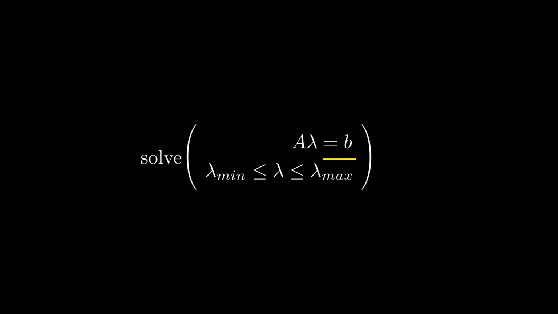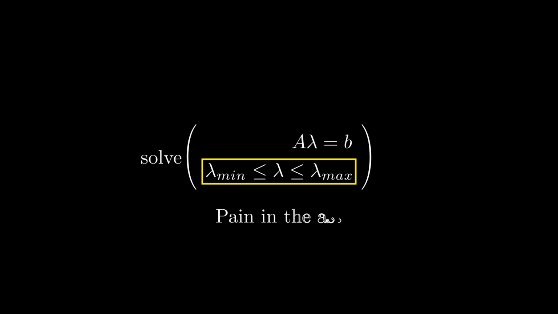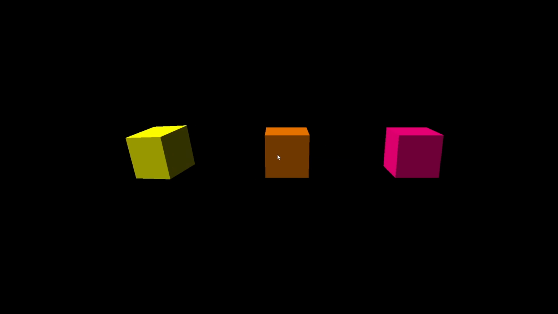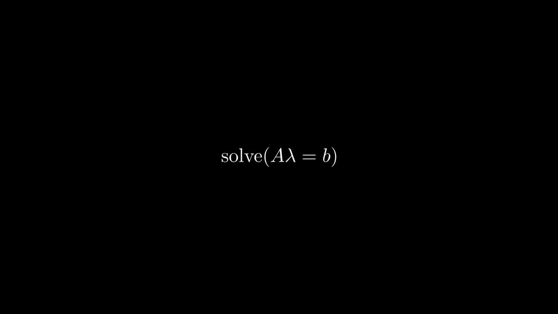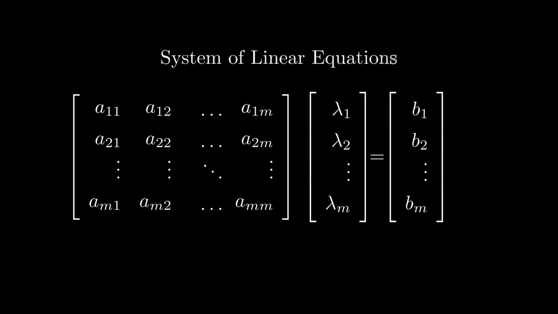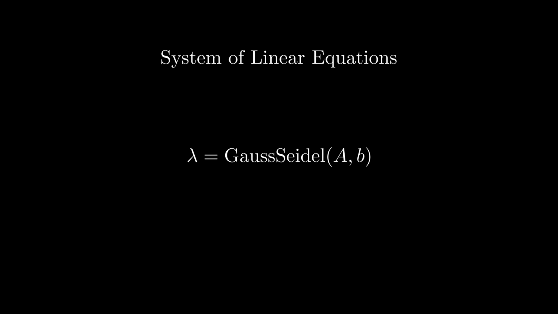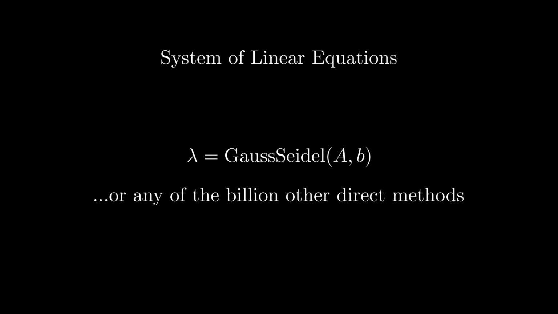And the reason is because of these bounds on the vector lambda. These bounds are what's known in the physics engine community as a pain in the ass. They come from constraints with inequalities or constraints that require bounded impulses. If every constraint in the engine was an unbounded equality constraint, like any of the primitive constraints from earlier, then the bounds on lambda would disappear, and this whole thing would boil down to a nice general system of linear equations. And there are tons of ways to solve this. Gauss-Seidel is popular, but there's a billion other direct methods that could be used.